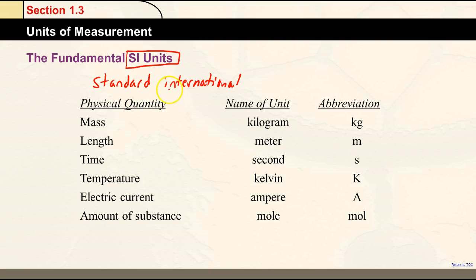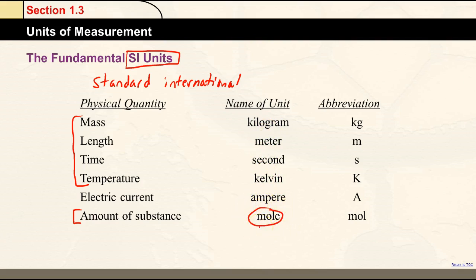The most important ones that we will be using are the first four: mass, length, time, and temperature, and the last one, the amount of substance, which is what we call moles. I think we're all pretty familiar with the first four. We just need to make sure that we remember what a mole is, and we'll talk a little bit more about that later.